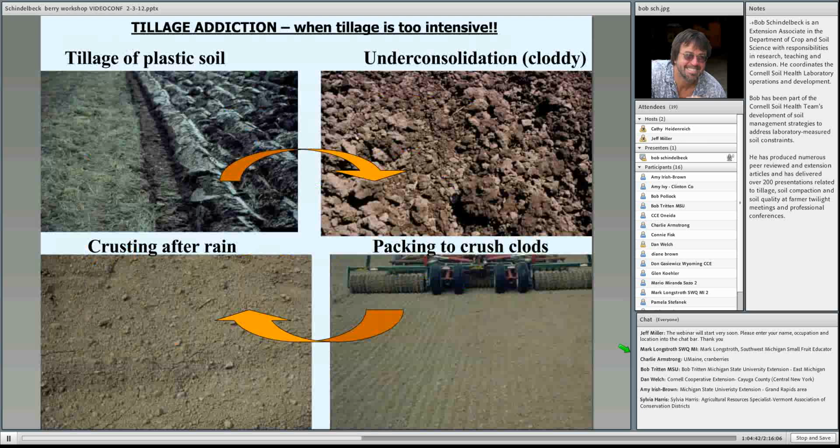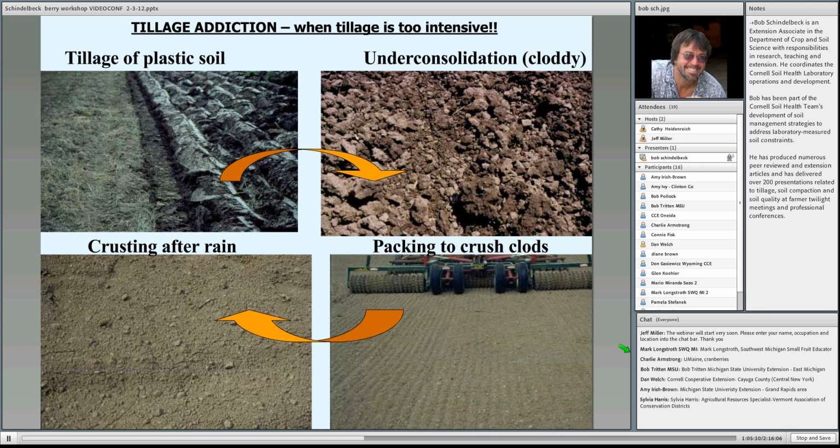This is a slide showing tillage addiction. So I'm going to go from the upper left clockwise around where we till a soil. We see it being completely inverted. This is a sod. It's being plowed a little wet, kind of a worst case scenario here of soil tillage. Nonetheless, we're always involved at some aspect of this.